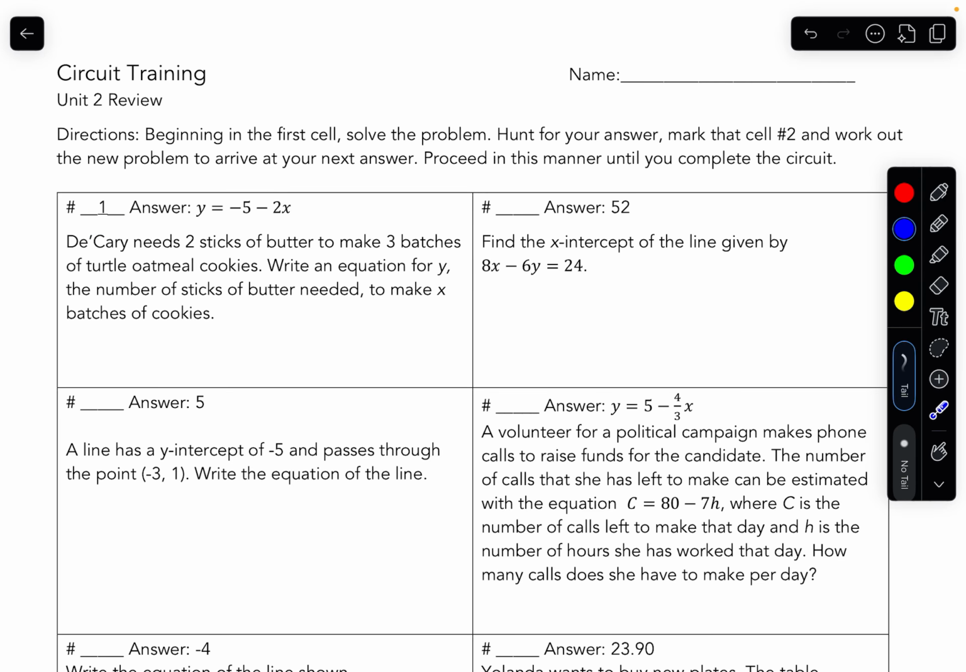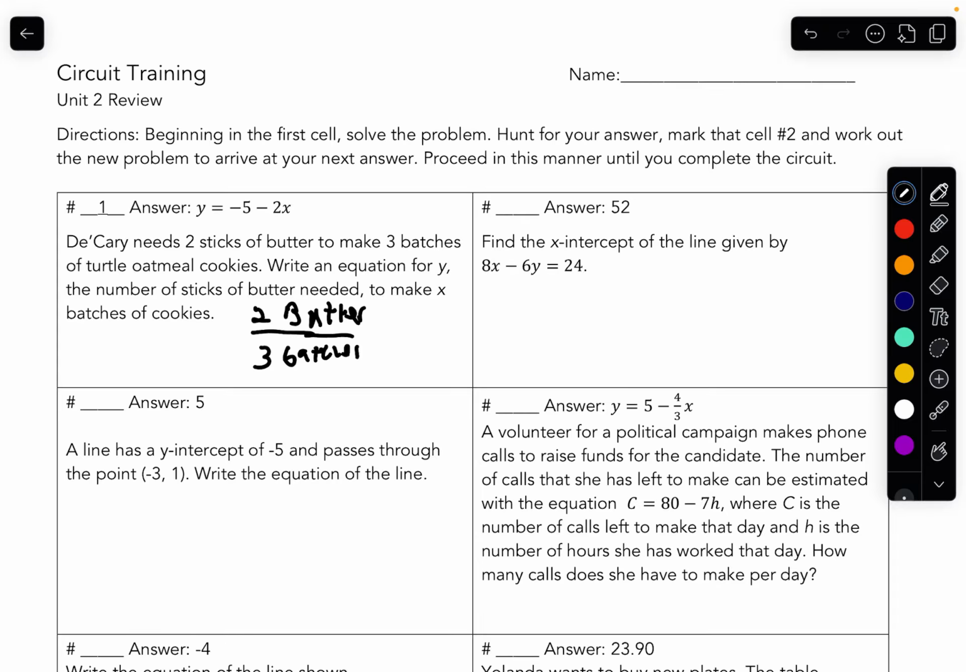So here we go. DeCarry needs 2 sticks of butter. This is the third time because I've been having technical difficulties. Needs 2 sticks of butter for every 3 batches of cookies. All right, 2/3.